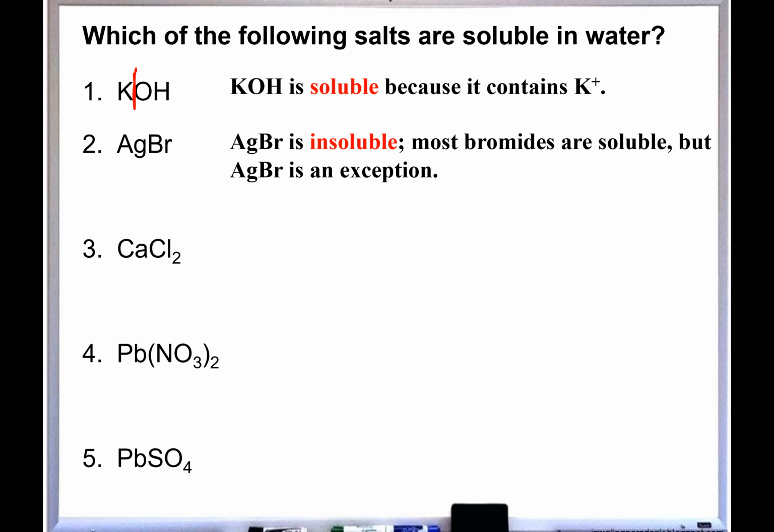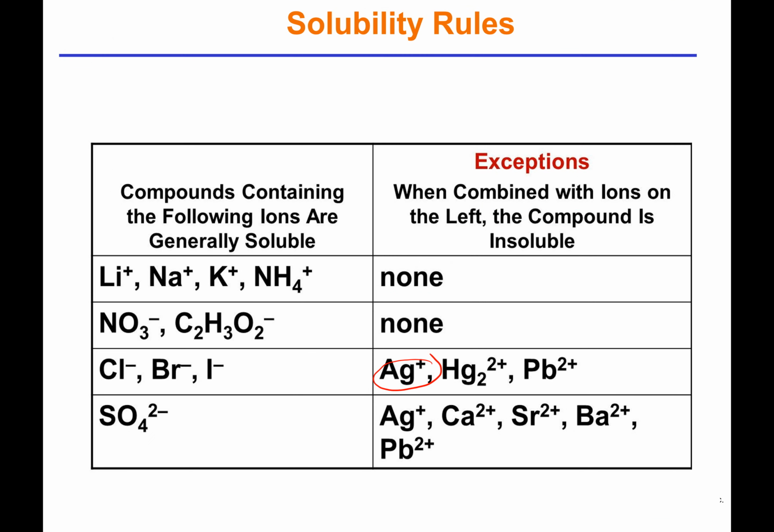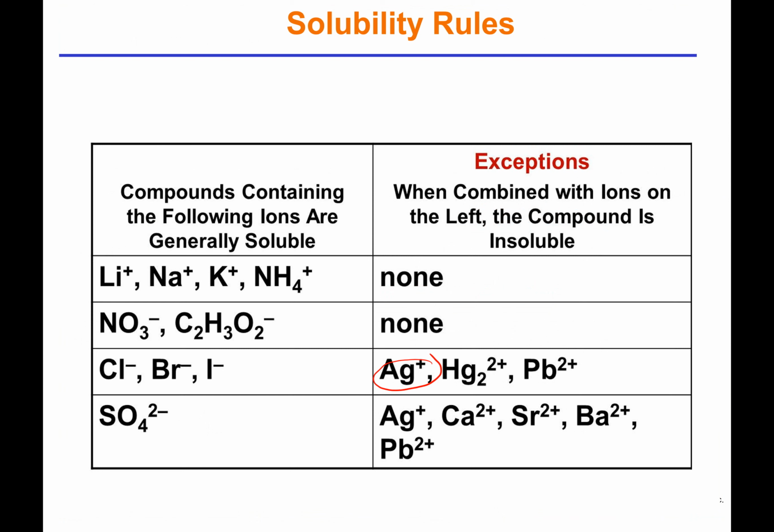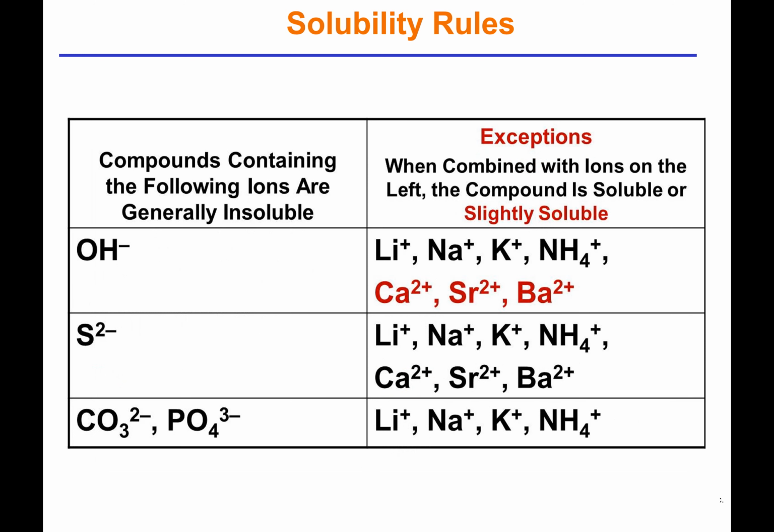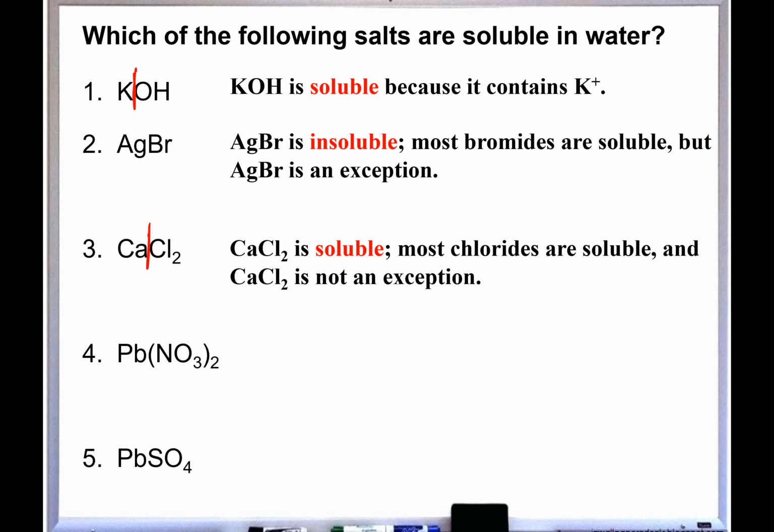Next one, calcium chloride. I have a group 2 and I have a halogen. Again, break it into calcium and chloride. And now I have to go back. What do I know about group 2? Let's find chlorides. Here we go. Chlorides are soluble, except with silver, mercury, and lead. Do I have silver, mercury, lead? No, I don't. So it would be soluble, because most chlorides are soluble and calcium chloride is not an exception.